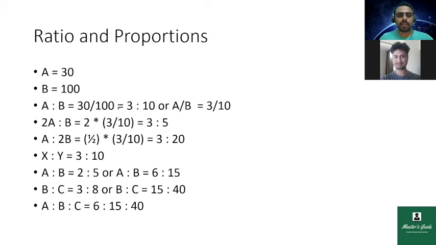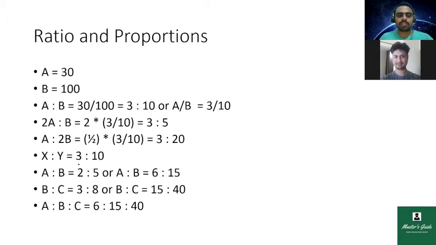So if you want to double a ratio, like if we are given A is to B as 3 is to 10, we need to just multiply the denominator by 2. And so if I multiply 2 into 3 by 10, I'm going to get 3 is to 5. So 3 is to 5 is the double of the ratio A is to B, which is 3 is to 10. Similarly, if you want to get half of A is to B, then just multiply the denominator by 2. So half of 3 is to 10 would be 3 is to 20.